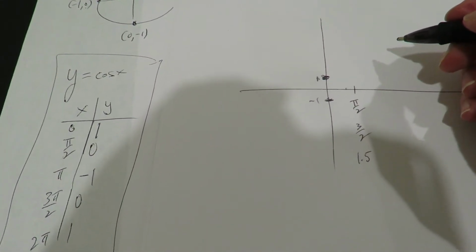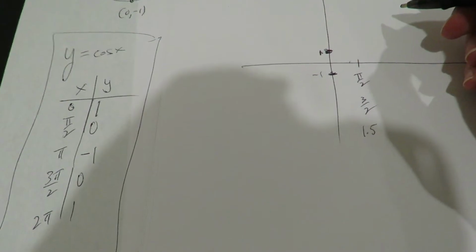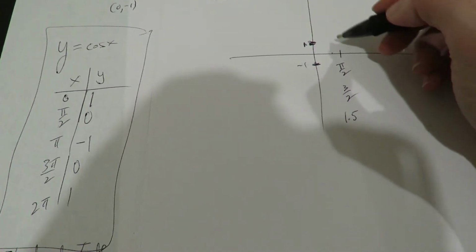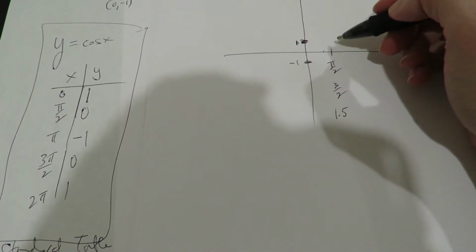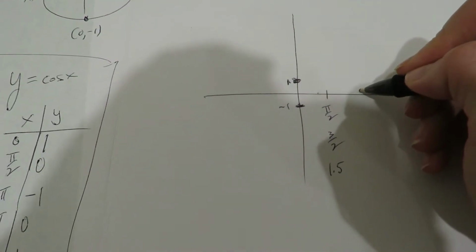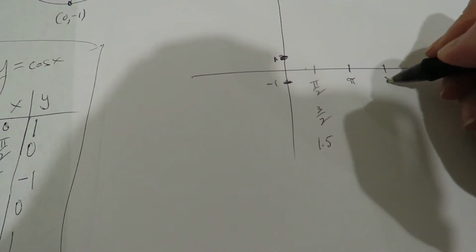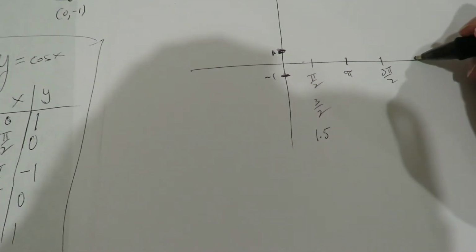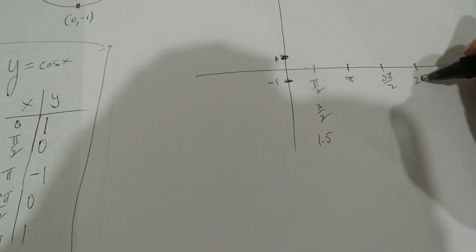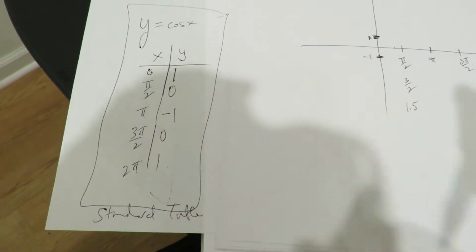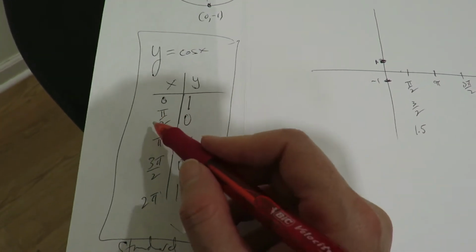You don't have to get it perfect. I'm not going to take a ruler or a measuring stick to your exam, but I should be able to tell that you've sort of thought about the magnitudes. This is pi, 3 pi over 2, 2 pi. Okay, so you know these values that I just got off of the unit circle? I'm now going to graph them.